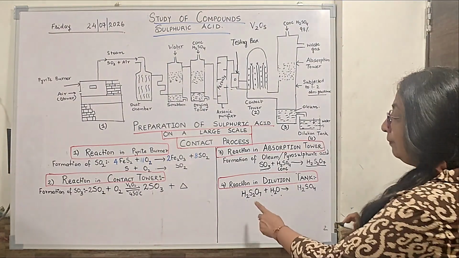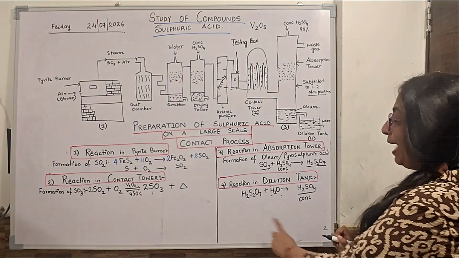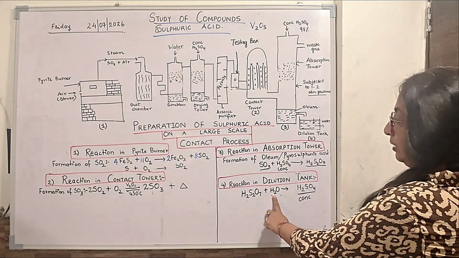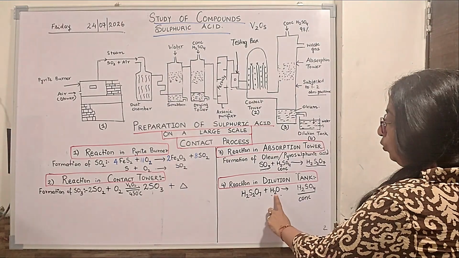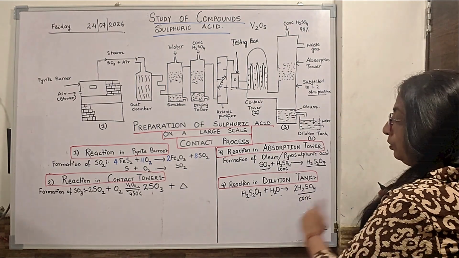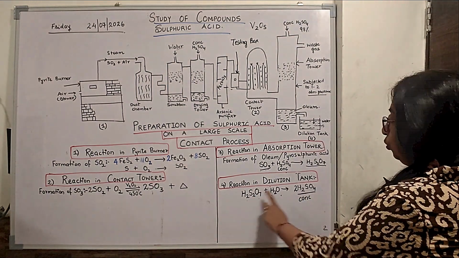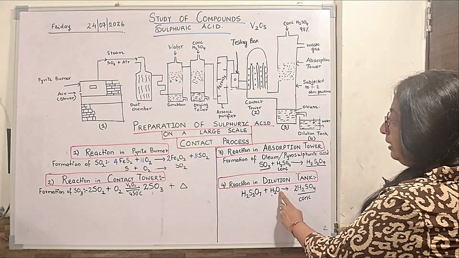Now can you all see what we have got? Concentrated sulfuric acid. Now if I balance it, H2 is how many? 2 and 2, 4. So I put here 2. So I got 4. Now S is how many? 2. Oxygen: 7 plus 1, 8.